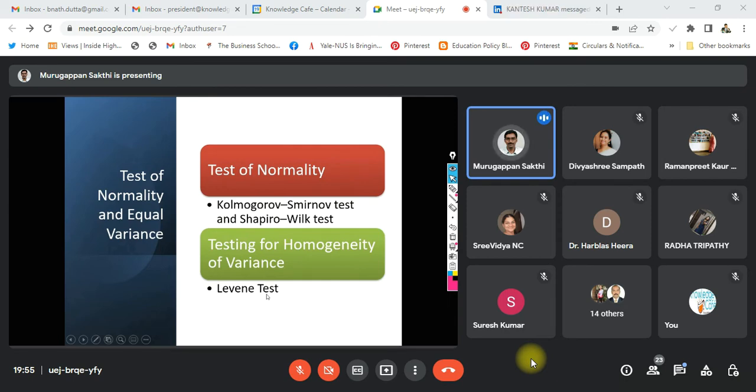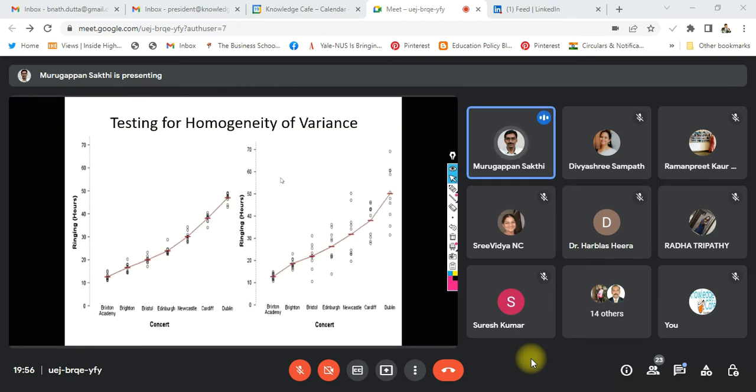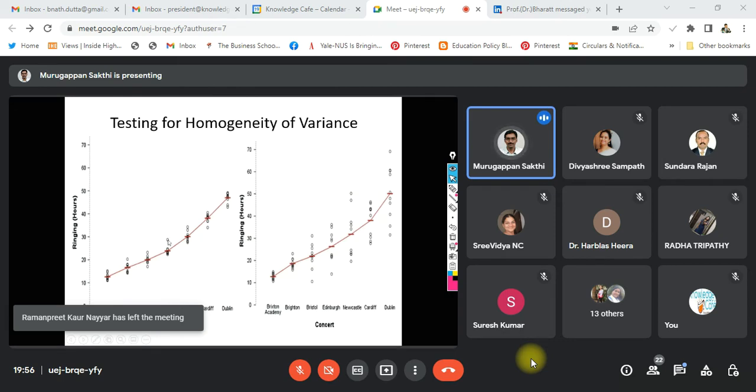What do you mean by homogeneity? Normality is okay. I can see normally distributed data, the normal curve; I am aware of it. If it's skewed data, I can't say that it's parametric data. If it's positively skewed or negatively skewed, I can visualize it. But what do you mean by homogeneity of variance? With a small example, I'm trying to explain it. Here there are two graphical presentations, one on the left side and another on the right side.